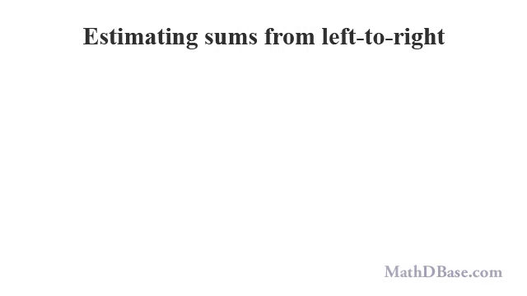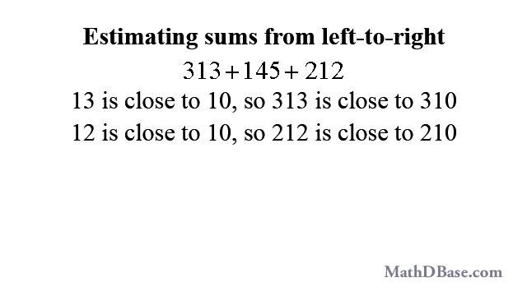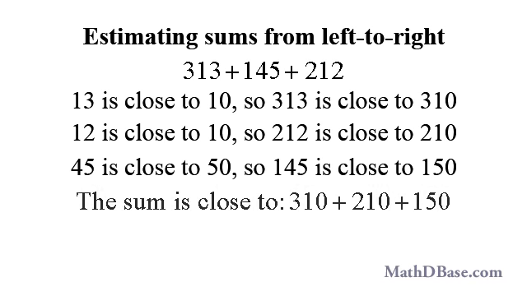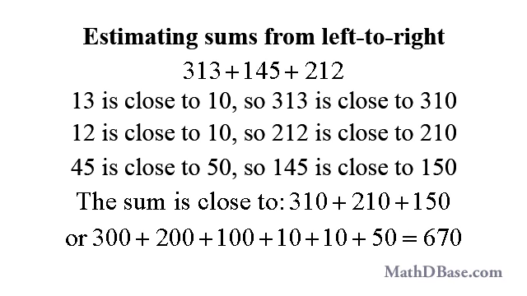Using left to right addition, you can get a good idea of what the final sum is long before the problem is even finished. In the first example, adding 313, 145, and 212, we saw pretty early that the sum would be at least 600. Considering the main parts of each addend, the 13 and 12 in 313 and 212 are each close to 10, and the 45 in 145 is close to 50. Combining these, the total is in the neighborhood of 670, 600 plus 10 plus 10 plus 50.